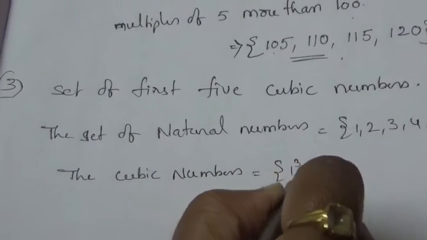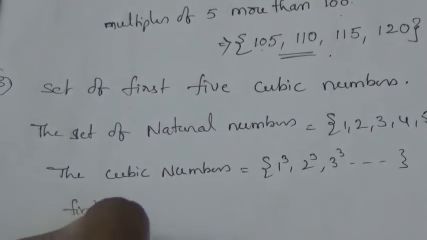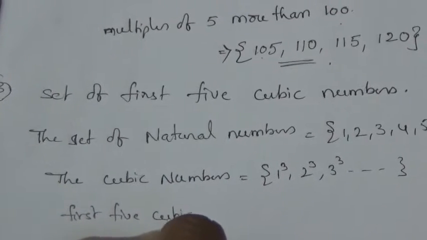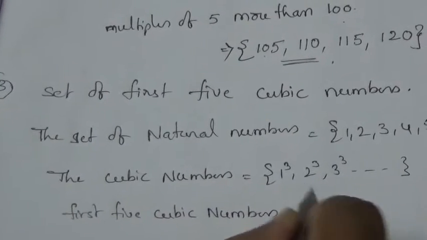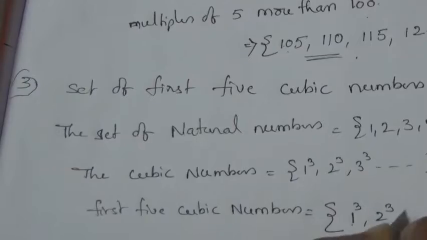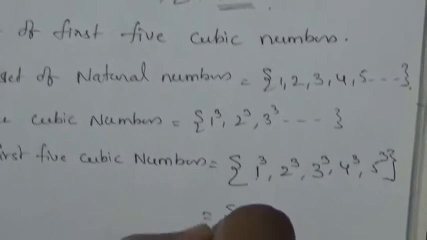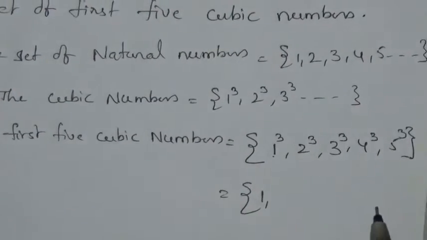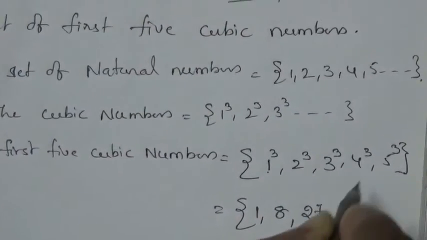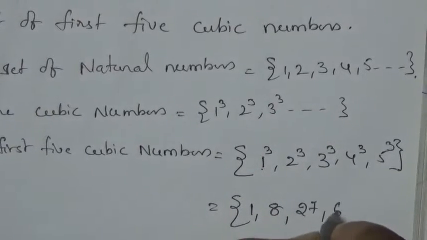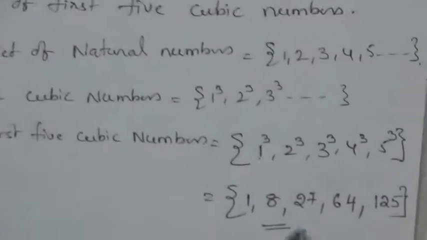is equal to 1 cube, 2 cube, 3 cube, just like that. The first 5 cubic numbers is equal to 1 cube, 2 cube, 3 cube, 4 cube, 5 cube. That is equal to the set of 1 cube means 1, 2 cube means 2 twos are 4, 4 twos are 8, just like that. 3 cube means 27, 4 cube means 64 and 5 cube means 125. It is the solution for the third one.